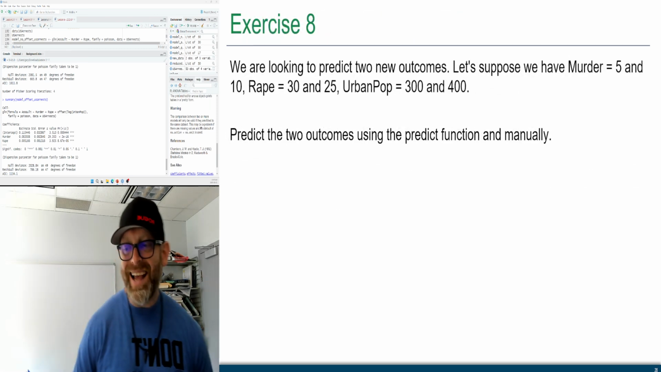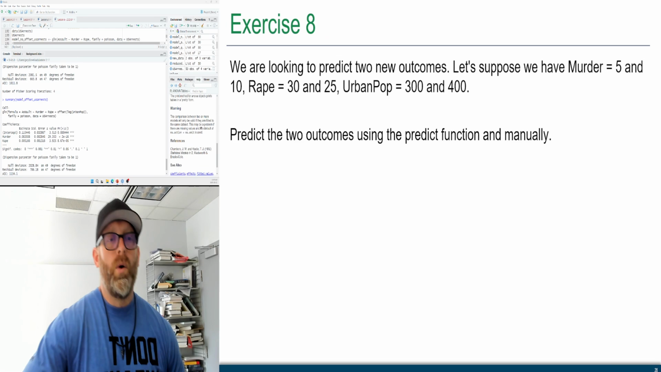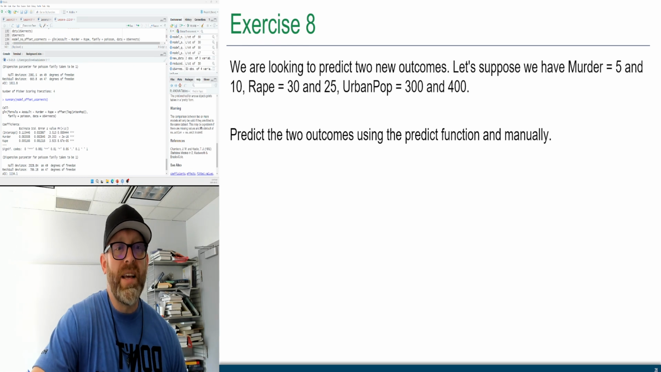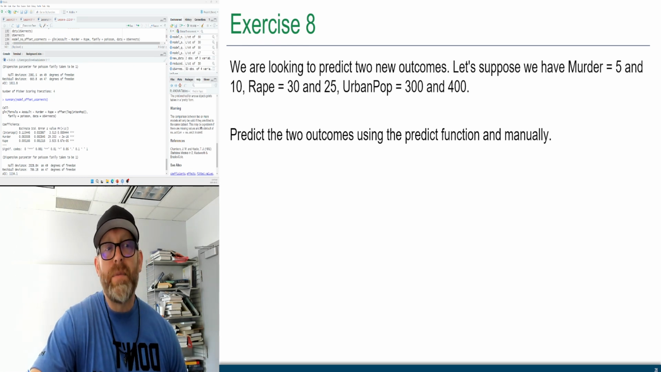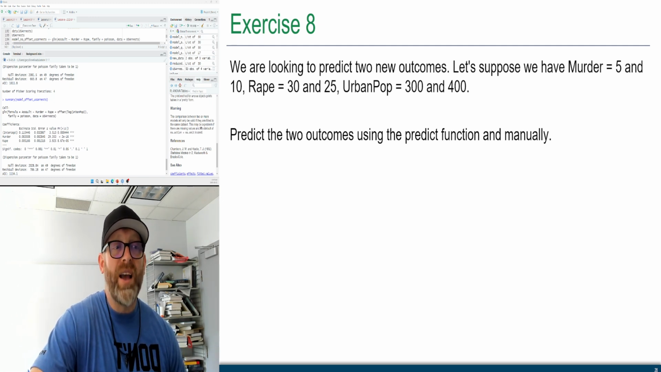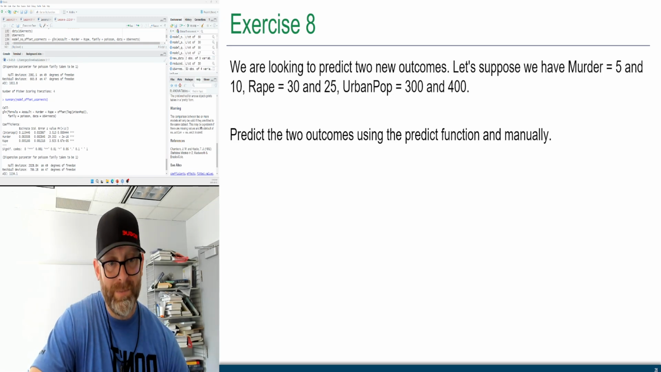All right, so for exercise 8, we are looking to predict 2 new outcomes. Let's suppose we have murder being 5 and 10, so we're going to do 2 different cases. Rape is going to be 30 and 25. Now we're going to set urban population. For the first case, when murder is 5 and rape is 30, the urban population will be 300. And when it's 10 and 25, the urban population will be 400. We're going to predict the 2 outcomes using the predict function, and we're also going to do this manually.